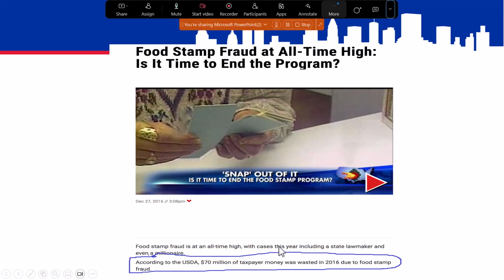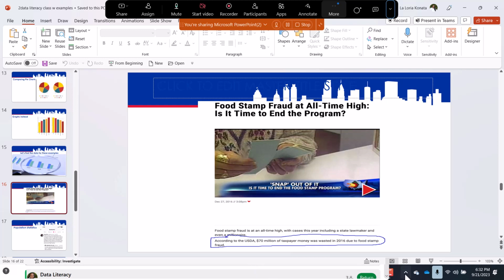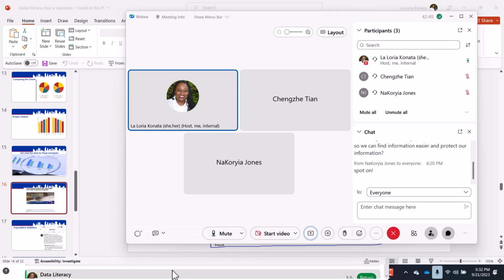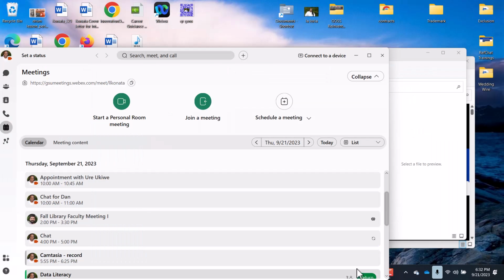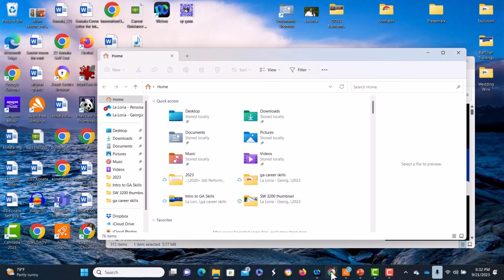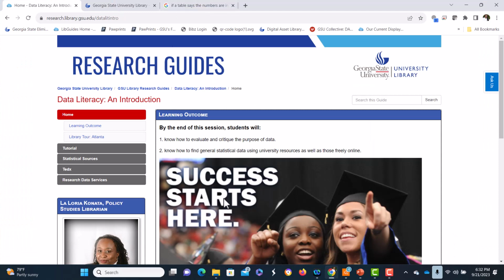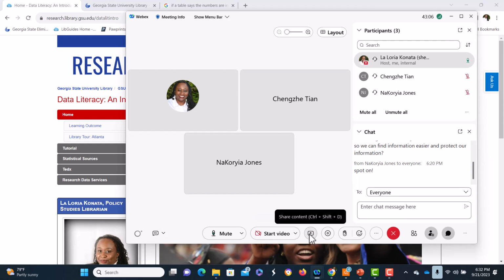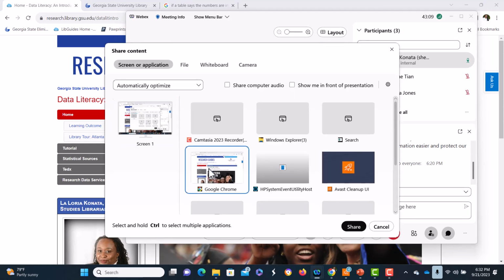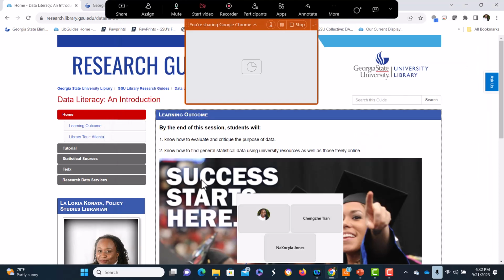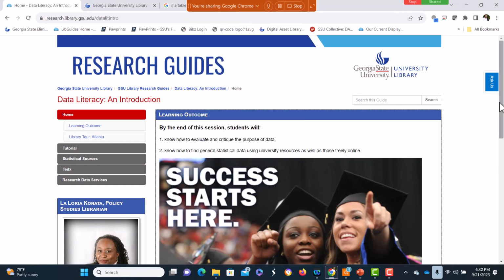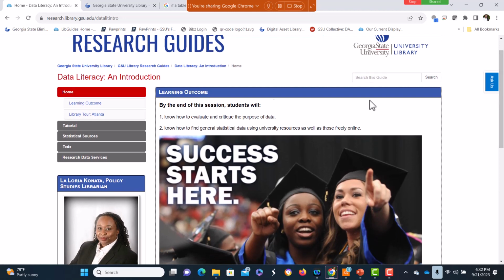I'm going to stop sharing my screen for a second so I can get to my web browser. Let's see, I need to get online. Okay, let me share again. And again, I'm going to send you this link to this research guide.